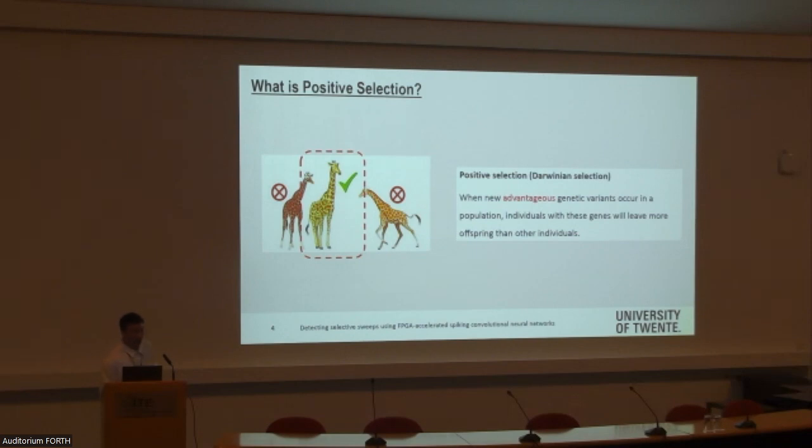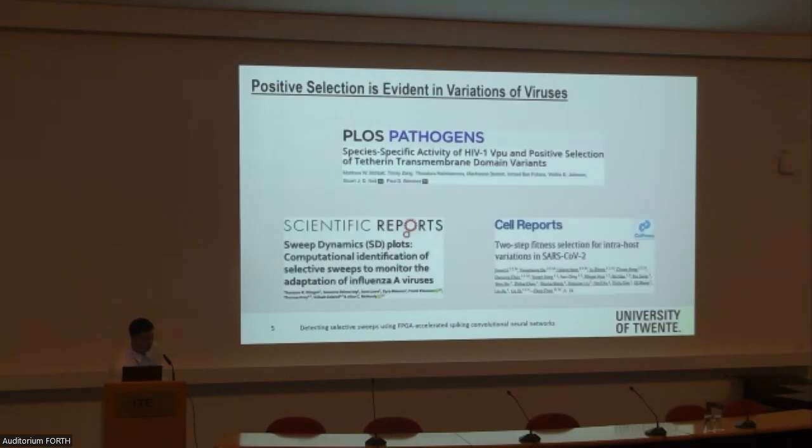Positive selection is a process in which new advantageous mutations occur in a population, and the individuals with these mutations will have more chance to leave offspring than others. So positive selection determines the direction of evolution, because the individuals carrying this advantageous mutation will have more chance to survive. And recently, positive selection has also been evident in variation of viruses like HIV, influenza A viruses, and very recently, it has also been found in SARS-CoV, the coronavirus.